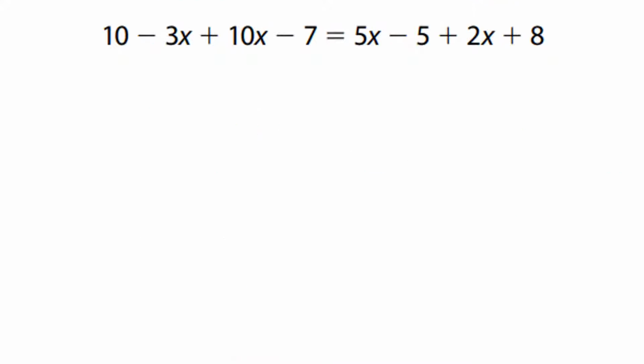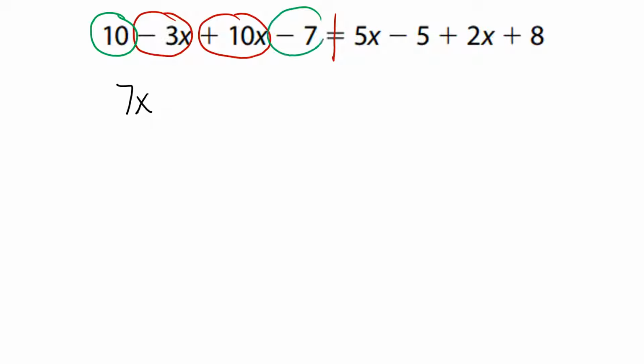Now in this problem we don't have any parentheses, so we can go ahead and just combine our like terms. On the left hand side we treat this as a negative 3, so a negative 3x plus 10x is going to give us 7x. We can also combine the 10 and the minus 7. 10 minus 7 is 3. And we bring down everything else on the other side.